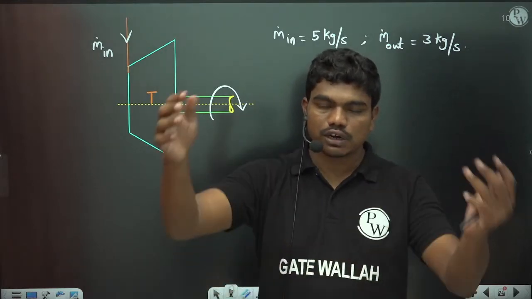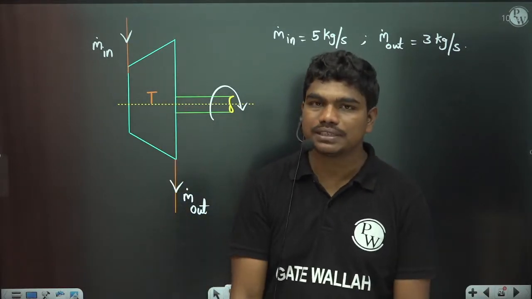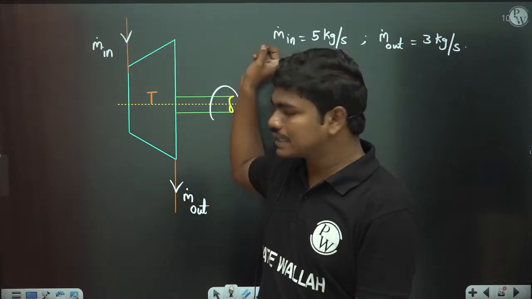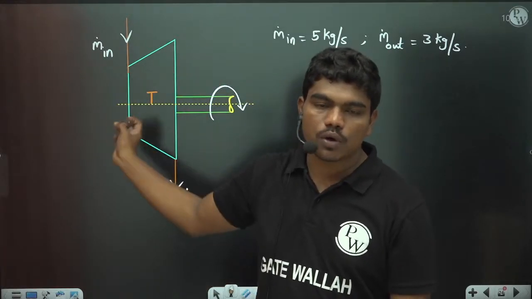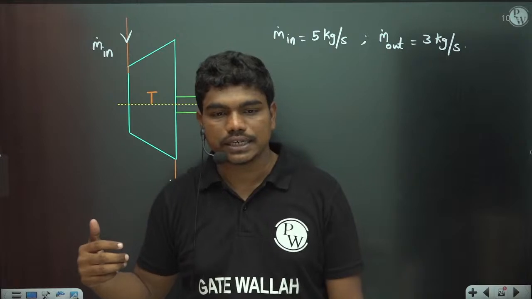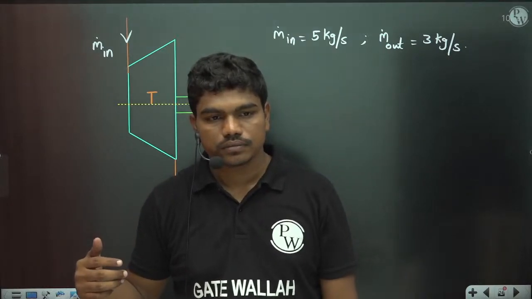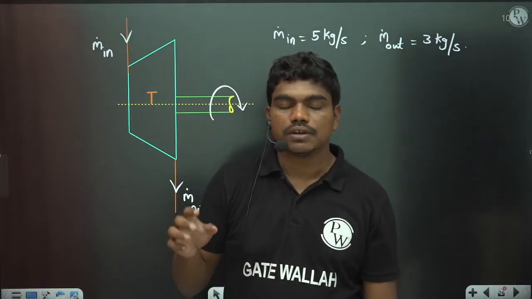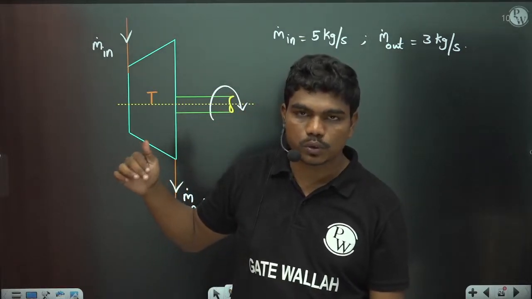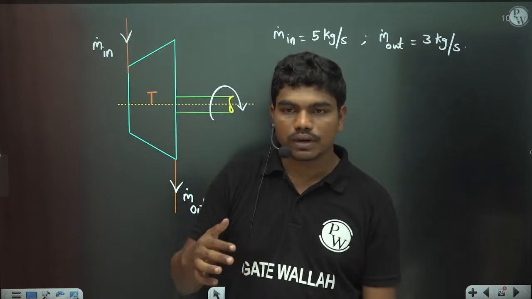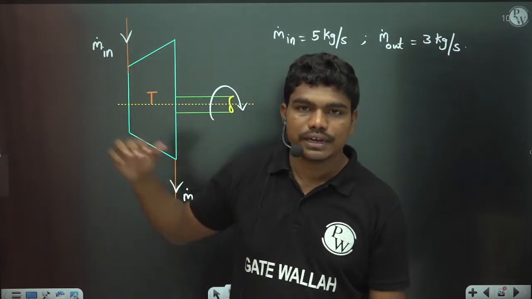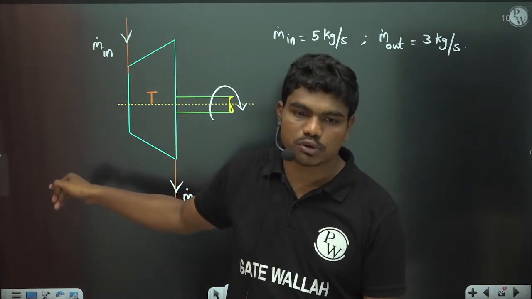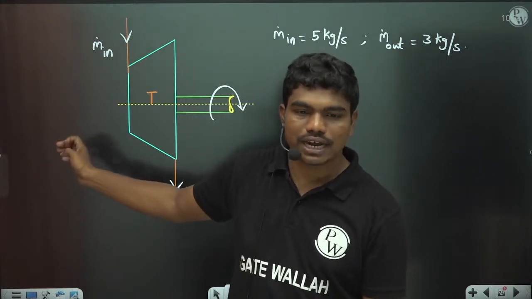And obviously the control volume has some limited volume. Then what happens when you keep on running this at these conditions? Inlet is 5 and outlet is only 3. For every second 2 kg of mass is getting stored inside. So what happens after some time of operation? In the first second 2 kg of mass gets stored inside. After 2 seconds 4 kg. After 3 seconds 6 kg.